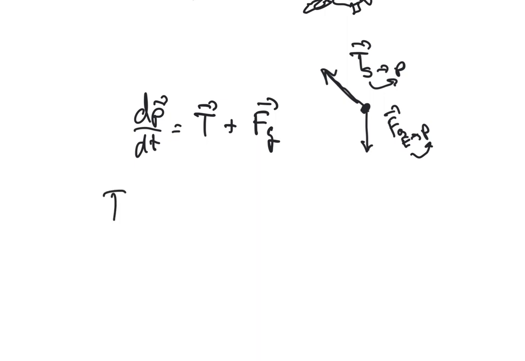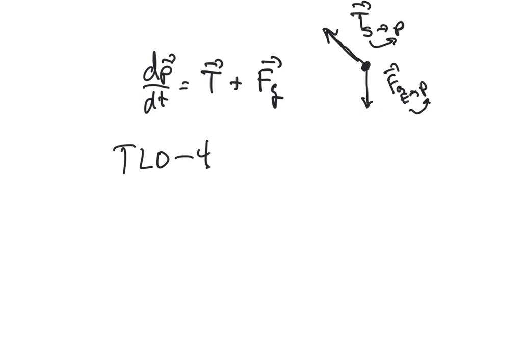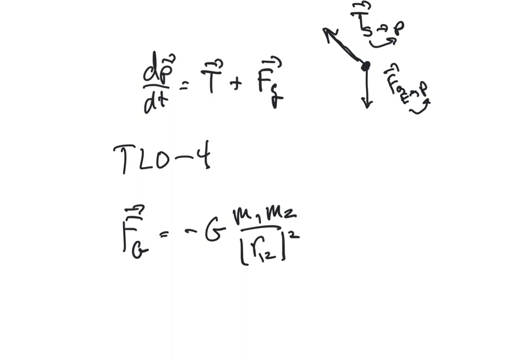Let's look at TLO-4. TLO-4 is to compute forces directly due to fundamental interactions. Well, so far in this course, there are only two fundamental interactions we've encountered. There's the gravitational force, so Fg, and that one is minus capital G mass 1 times mass 2 over the magnitude of r12 squared. So r12 is the vector that goes from mass 1 to mass 2.